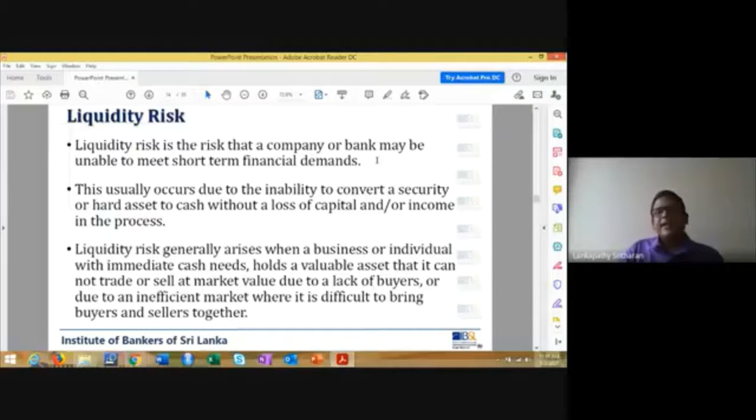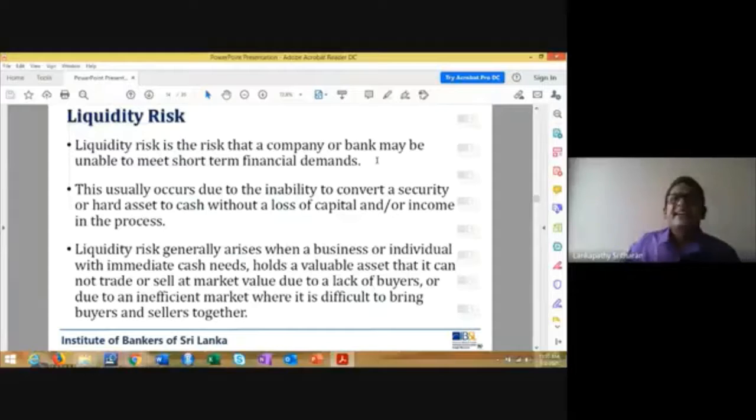Earlier, the banking people, even though they gave prominence to liquidity risk, started to give more prominence after the 2008 global financial crisis. Because the global financial crisis was triggered by liquidity risk. There was a shortage of market liquidity that created the crisis in 2008. So only after that, Basel introduced the liquidity coverage ratio and other banking regulatory requirements. So liquidity risk is the risk that a company or bank may not be able to meet the short-term financial demand.